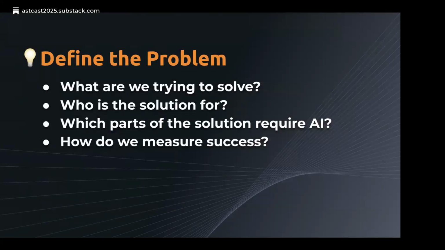So when you define the problem, what are you trying to solve? Who is the solution for? Is it for the general manager? Is it for the team that stocks every single night? Is it for the region? Which parts of the solution require AI? The less AI you have, the better, because once you add AI, complexity kind of skyrockets a little bit. So the less AI you have, the better. So you use it for the parts that actually need it, right? And then how do we measure success?